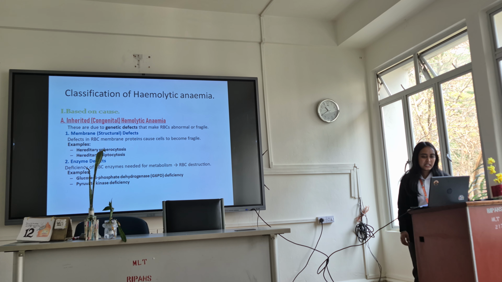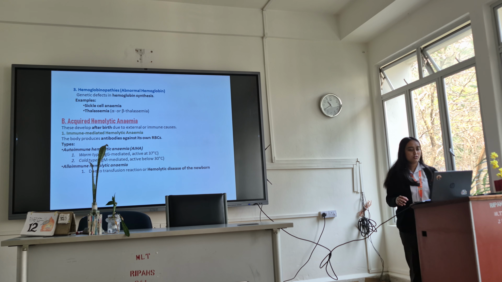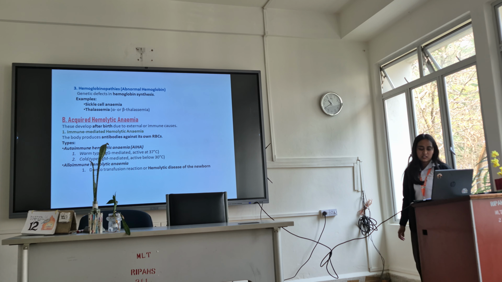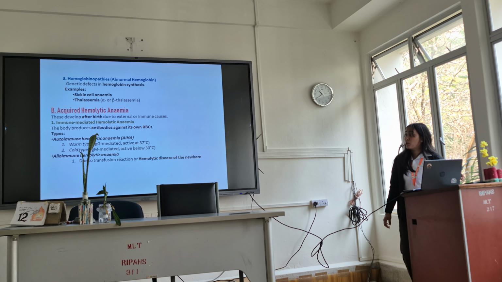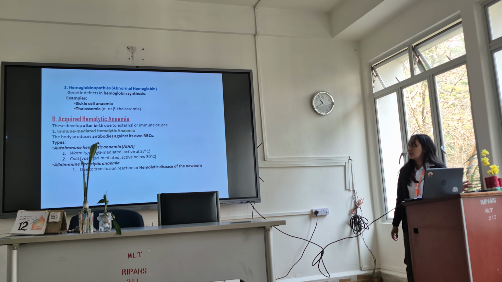In autoimmune hemolytic anemia, the body mistakenly attacks its own RBCs. In the case of alloimmune hemolytic anemia, the antibodies are formed against red blood cells from another person.